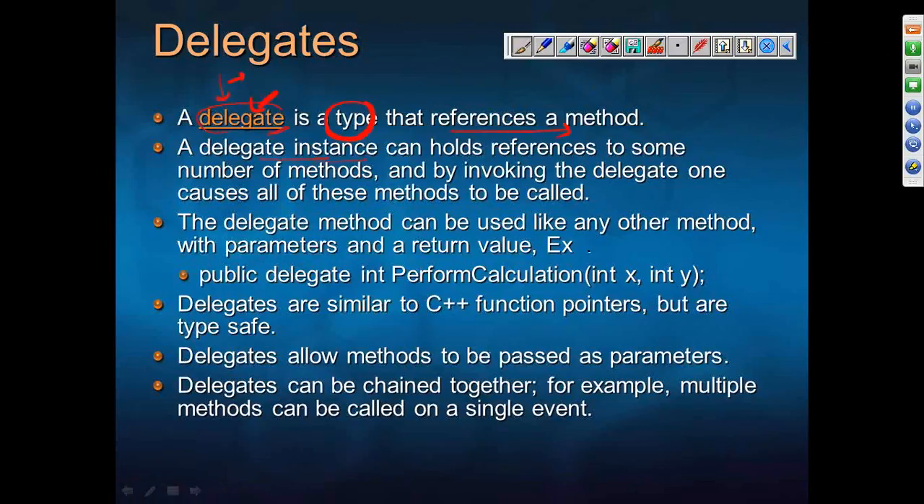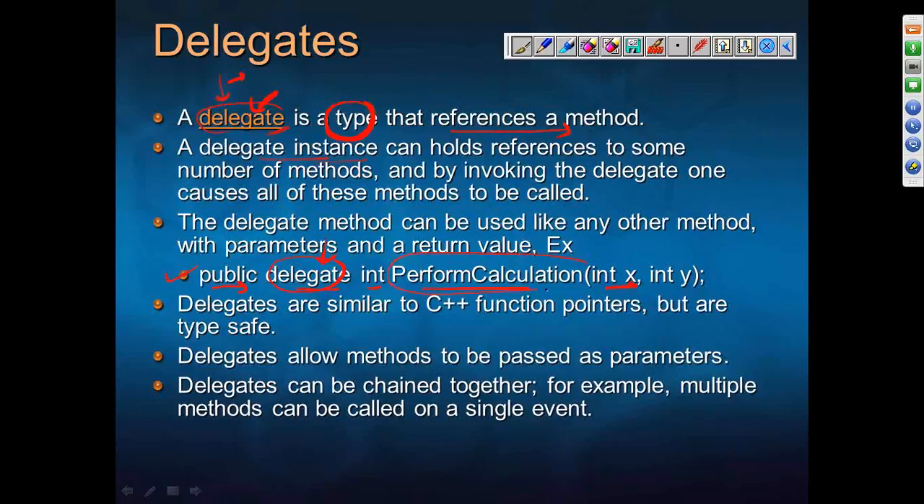So a delegate method can be used like any other method with parameters and a return value. If you see how to declare a delegate in C#, this is the kind of syntax you will observe: public delegate int name and input parameters. Everything you see except the delegate keyword is like how you define a function. But when you use the delegate keyword, you are declaring a delegate. This is the name of the delegate, PerformCalculation.